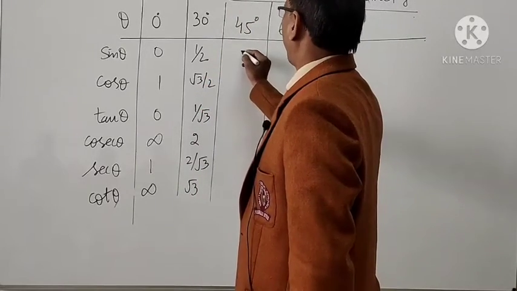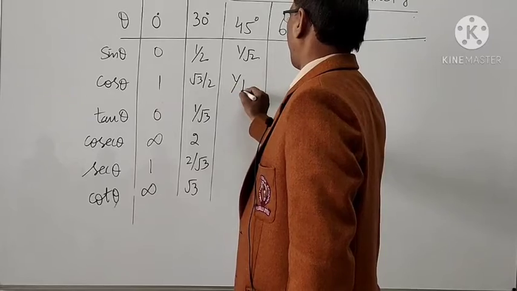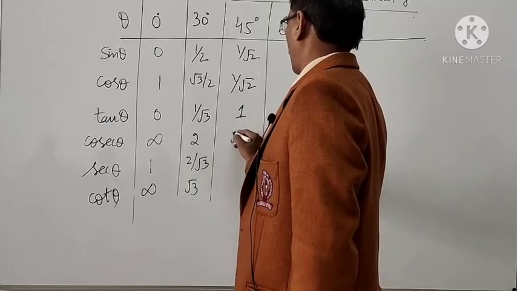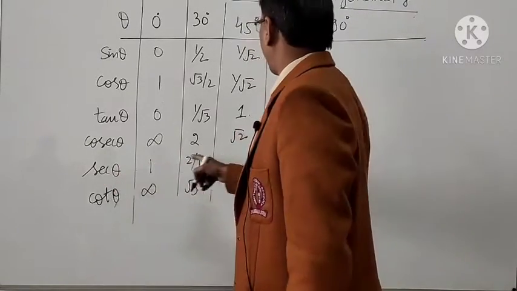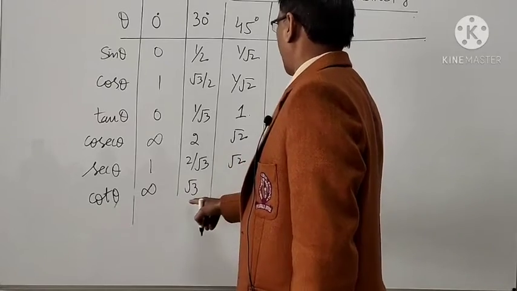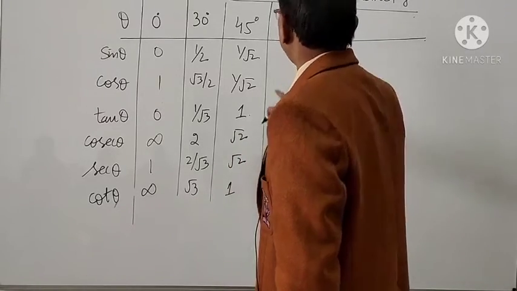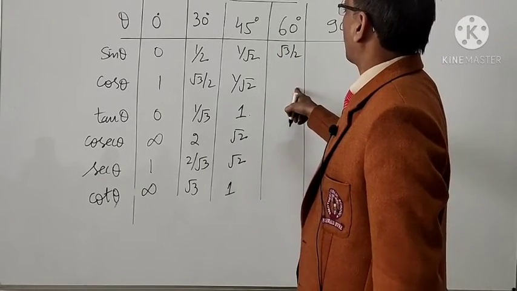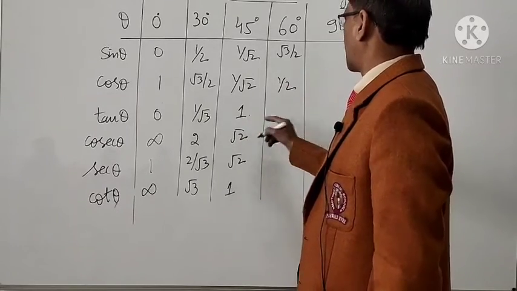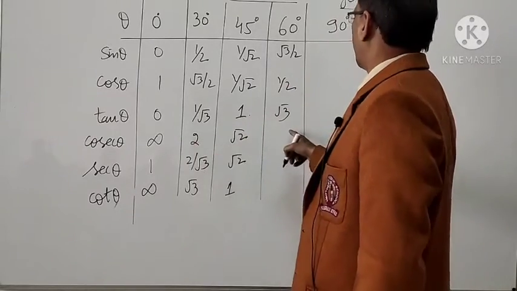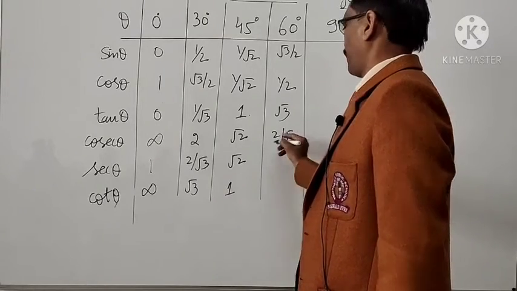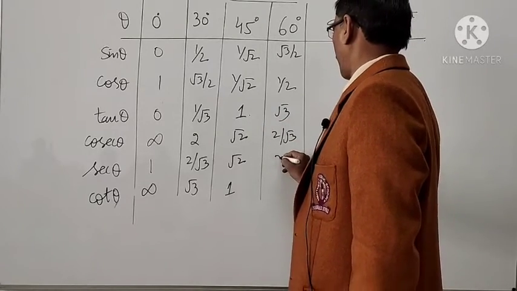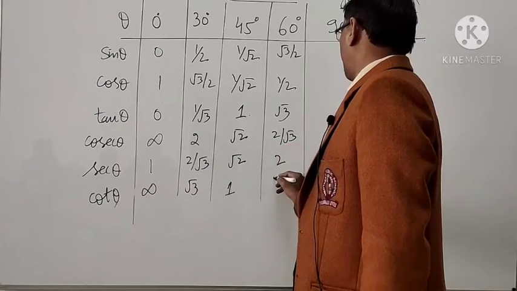Then sin 45 is 1 upon root 2, cos 45 is 1 upon root 2, tan 45 is 1, cosec 45 is root 2, sec 45 is also root 2 and cot 45 is 1. Sin 60 is root 3 by 2, then cos 60 is 1 upon 2, tan 60 is root 3, cosec 60 is 2 upon root 3, sec 60 is 2, then cot 60 is 1 upon root 3.